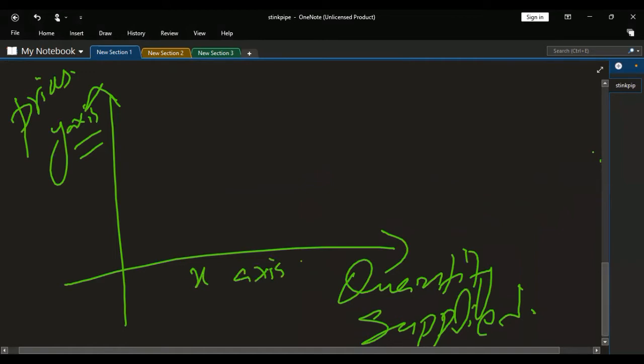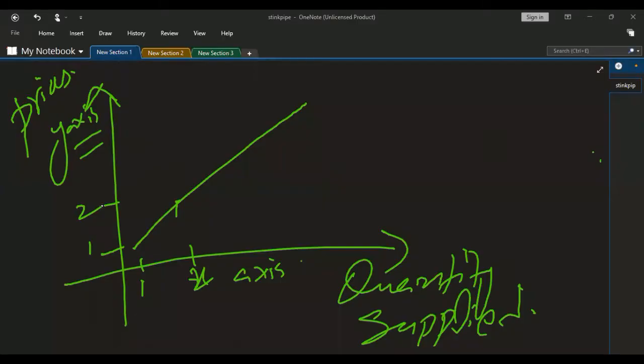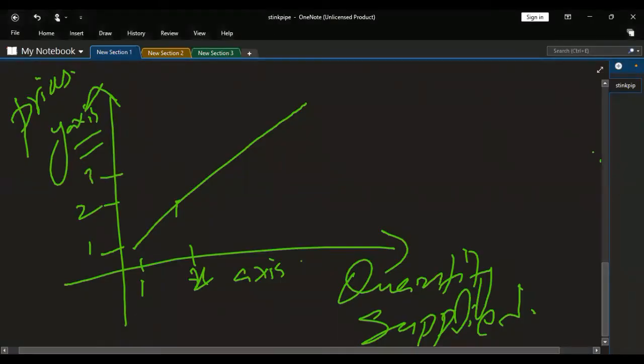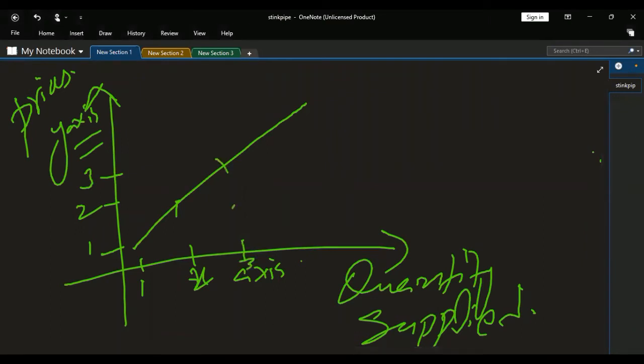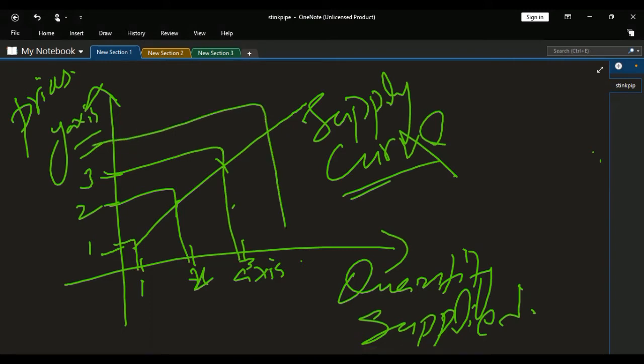If you join or make this diagram, a straight line will be created because at price 1 quantity supplied is also 1, at price number 3 quantity supplied is also 3. Therefore, a straight line will be created which is our supply curve showing a direct relationship between the price and quantity supplied.